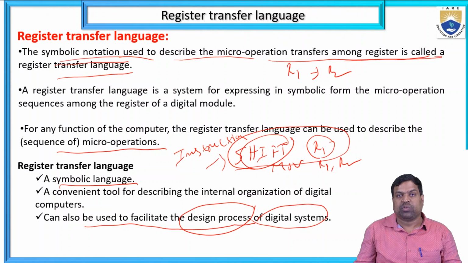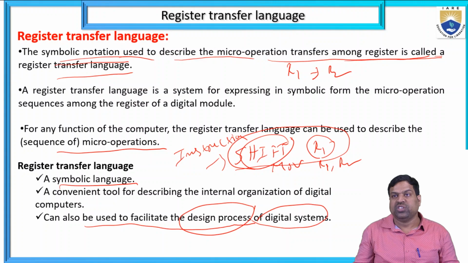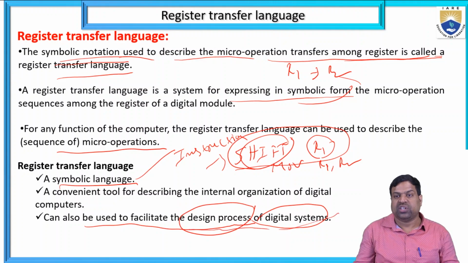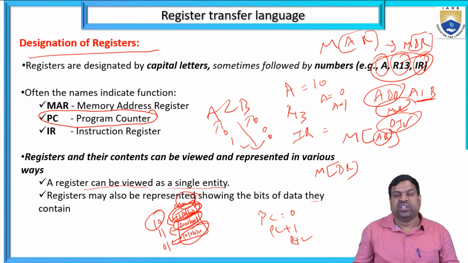And register transfer means the symbolic notation used to describe the micro operation transfers among the registers is called a register transfer language. The register transfer language is a system for expressing micro operations in symbolic form. For the design process also, digital systems can use register transfer language. And the designation of registers means MAR, PC, IR.